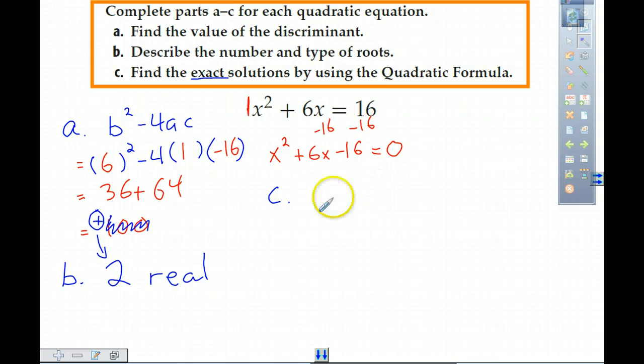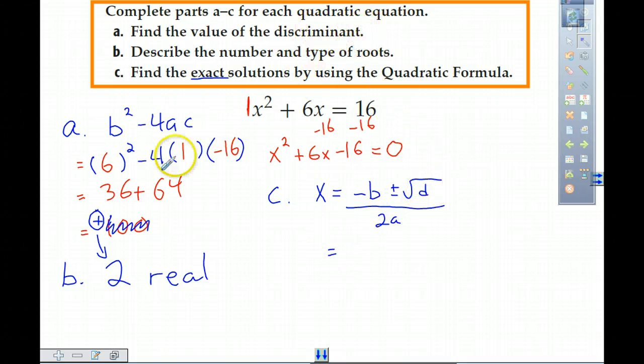So now let's actually do the quadratic formula. Okay, here's the nice part. You already did part of it. D is the discriminant. That's what we found in part A. So we already know this whole thing underneath the square root, b squared minus 4ac, equals 100. So I only need to really plug in 6 plus or minus 100 all over 2 times 1.